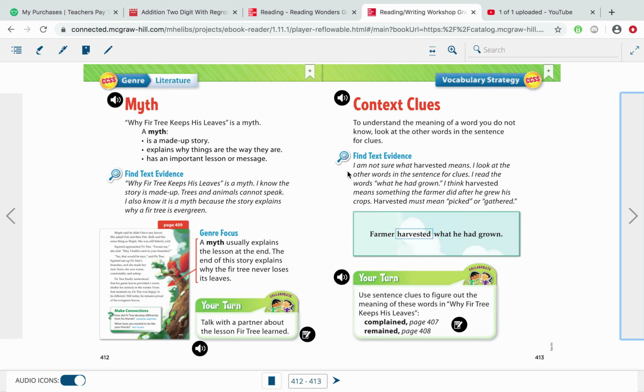I am not sure what harvested means. I look at other words in the sentence for clues. I read the words, what he had grown. I think harvested means something the farmer did after he grew his crops. Harvested must mean picked or gathered crops, and I know that because of the clue words right here in the sentence: what he had grown. He harvested what he had already grown. Context clues are very helpful when you come across a word you're unsure of.